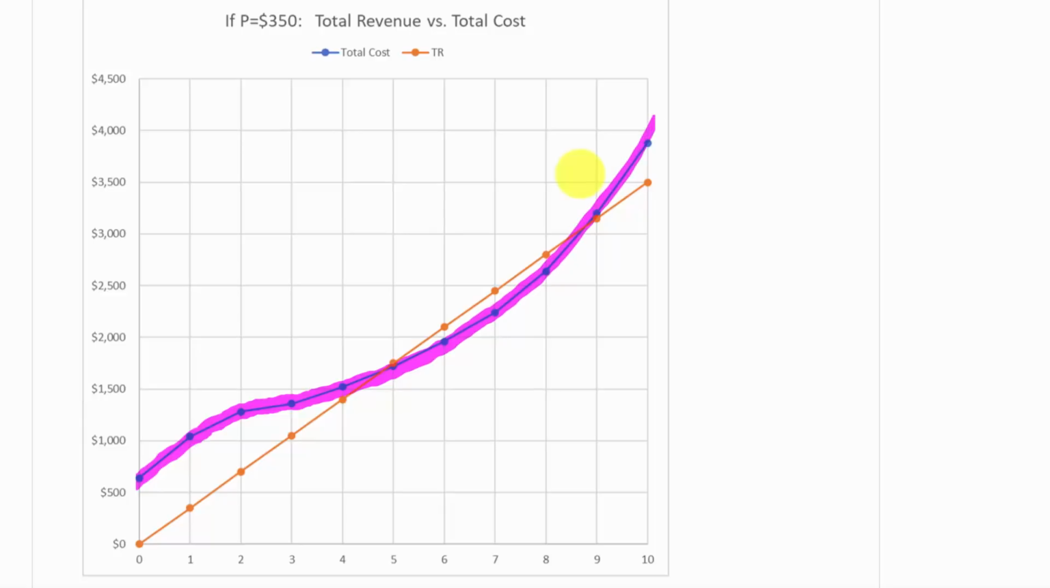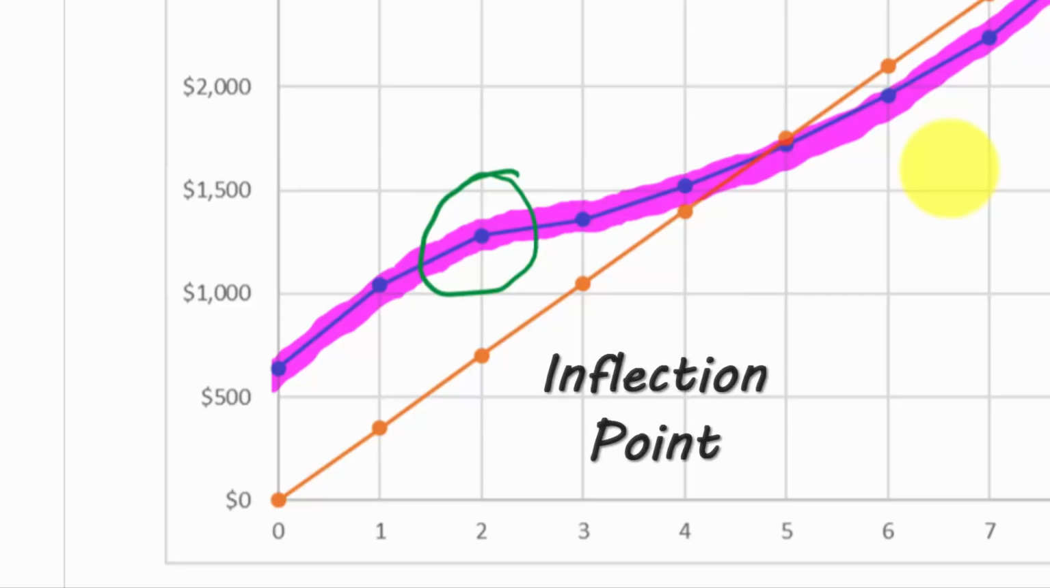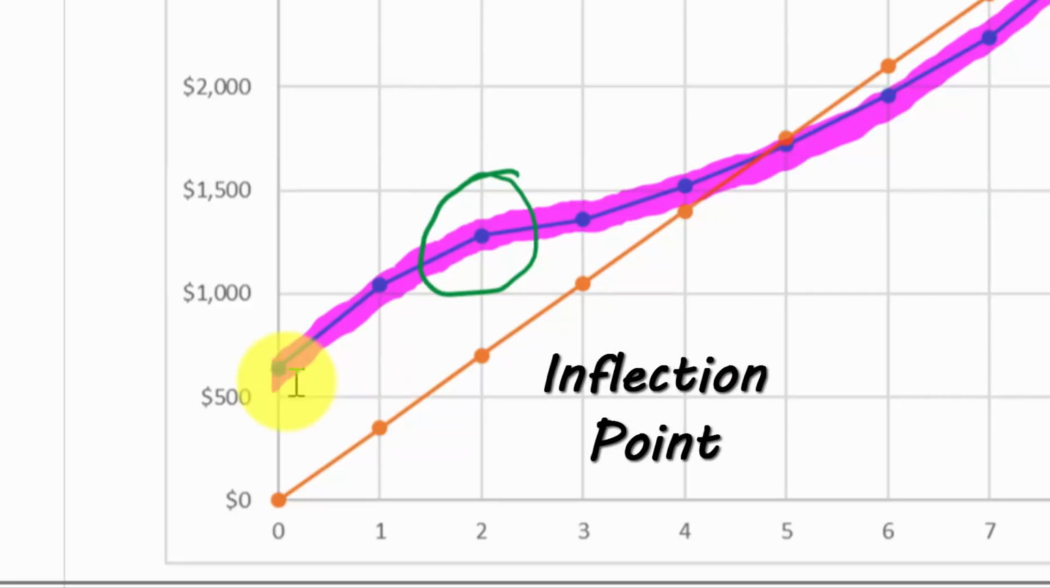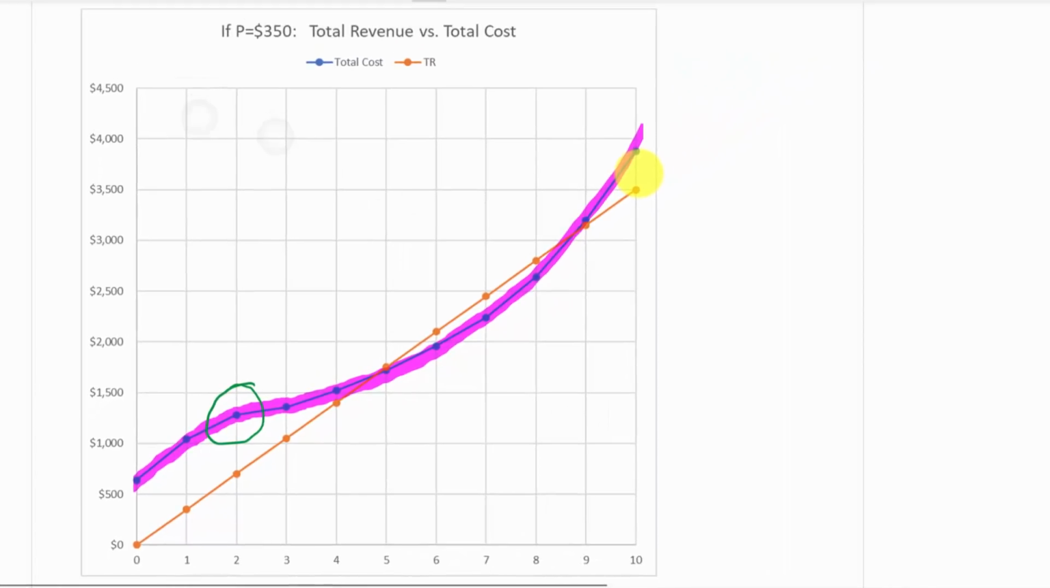Now these points, see if you remember this from math class, where a curve stops getting steeper and starts getting flatter, those points where that change occurs we call an inflection point. So there's one here where it stops getting steeper and steeper and starts getting flatter and flatter, and then we see that the slope starts to get steeper and steeper again, somewhere around here. So there are 2 inflection points in most total cost curves that we look at in the real world.